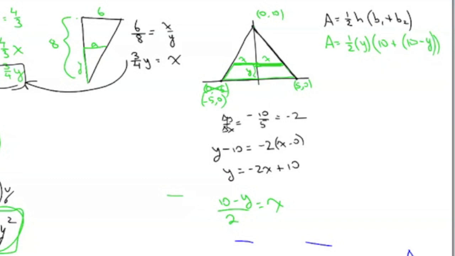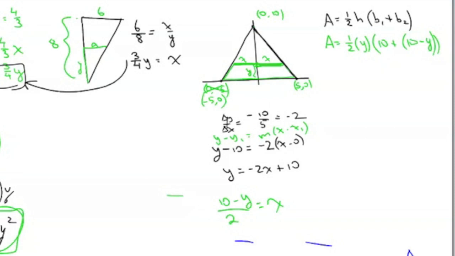How did you get y minus 10 equals negative 2? This? No, this. Y minus y sub 1 equals m times x minus x sub 1. Equation of a line. The slope is negative 2, the point I'm using is 0, 10. So it becomes y minus 10 and x minus 0. Isn't that all point numbers? No, you could use this one, and it'll come out the exact same answer.